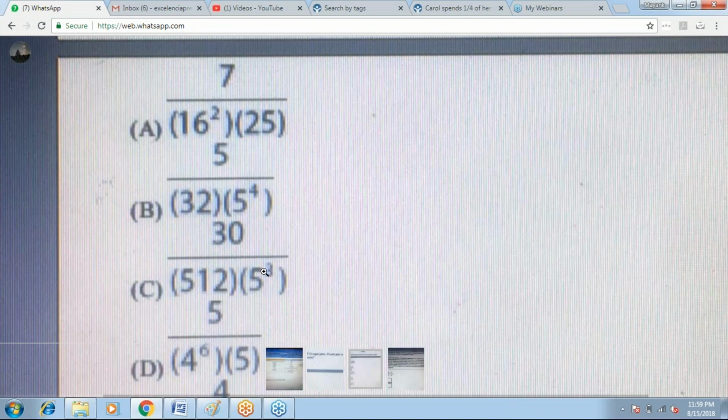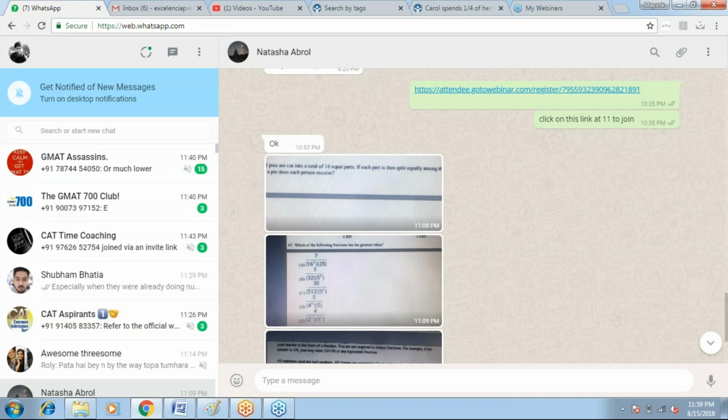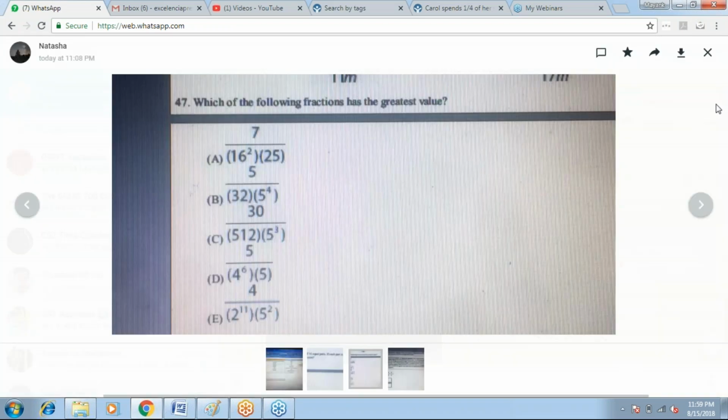Okay. So in these questions, what works the most is observation. Okay, so observation tells you that the denominator of each number over here in the 5 options has numbers which are made up of only 2 and 5 in different powers, isn't it? 2 and 5 in different powers. So let me, give me a second, please.